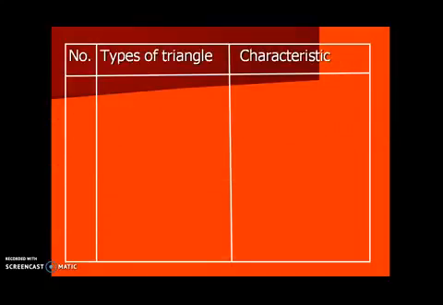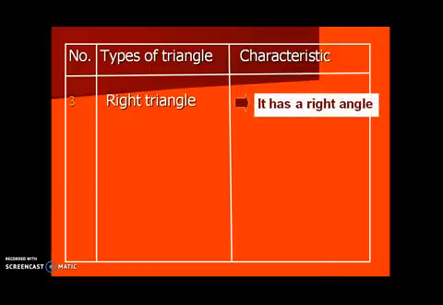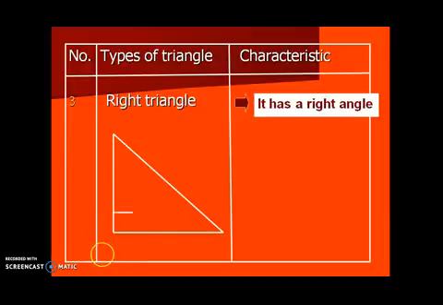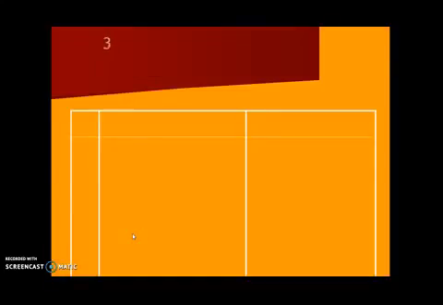Type number three is the right triangle. The characteristic is that it has a right angle. This is the figure. So this is 90 degrees, or a right angle.